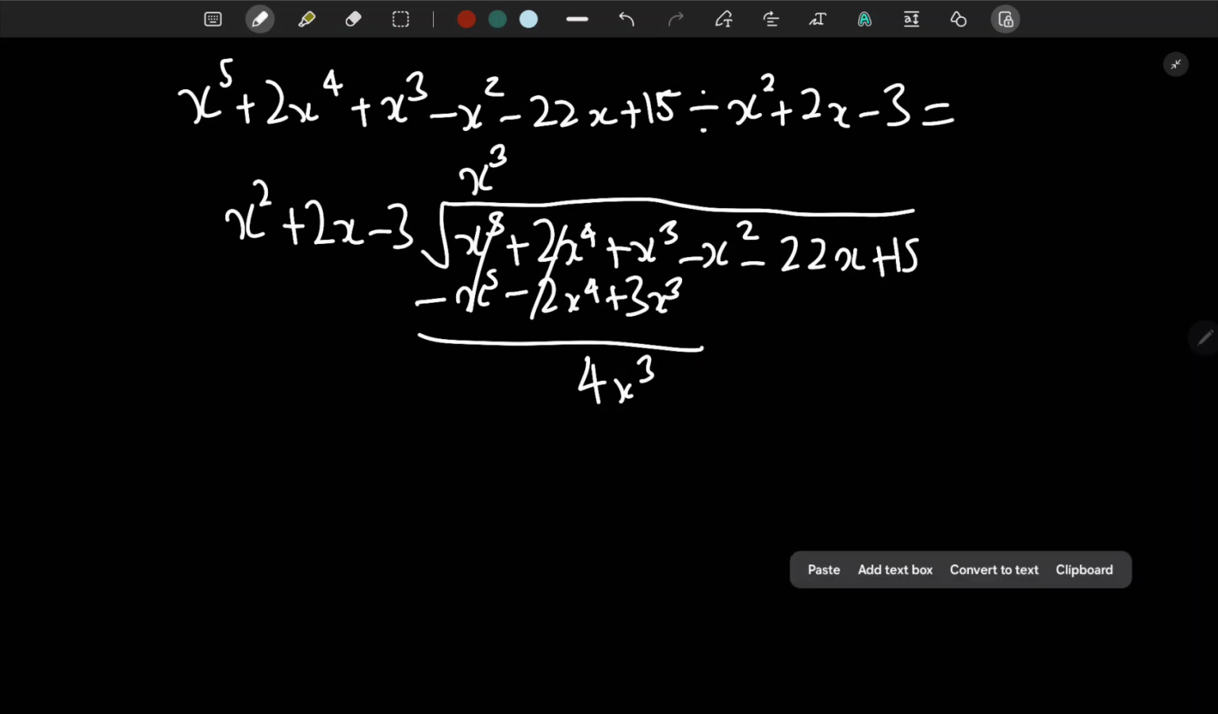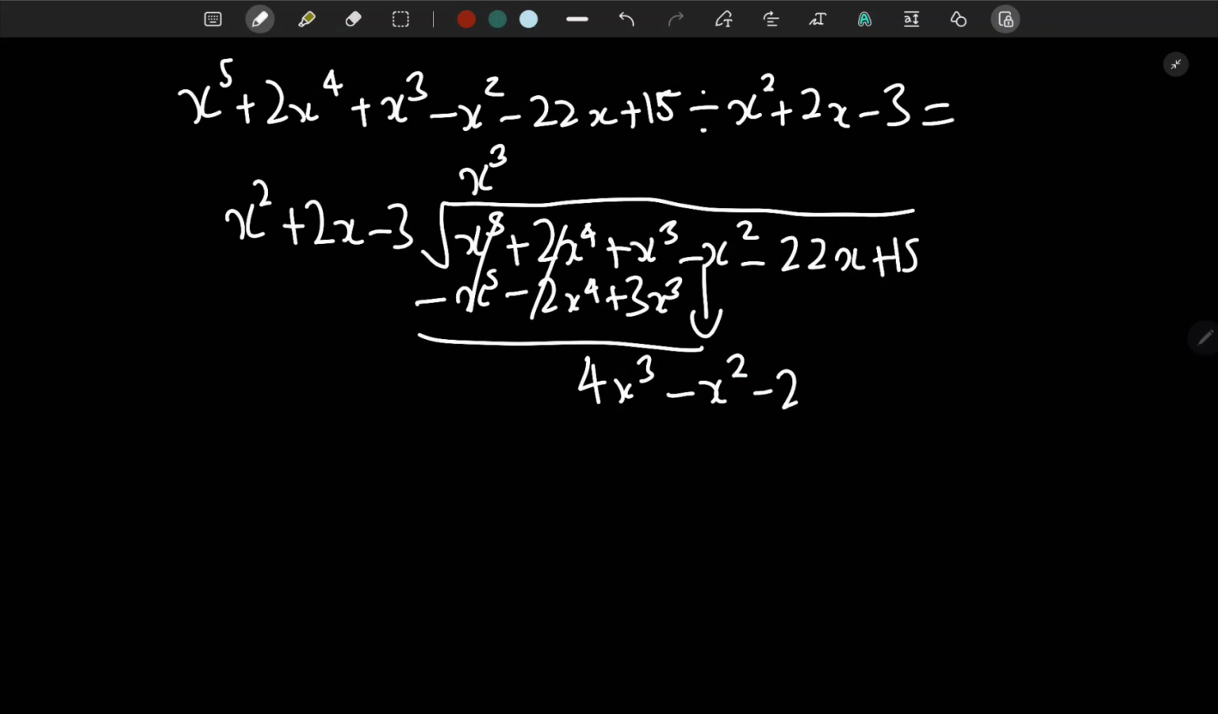And now let's bring the next element down, and I'm not very neat on this, but try to make your writing very neat, because you can make a silly mistake over here. So we're going to bring this down, so it's going to be minus x squared minus 22x plus 15. And now what is 4x cubed divided by x squared? We're going to get plus 4x.